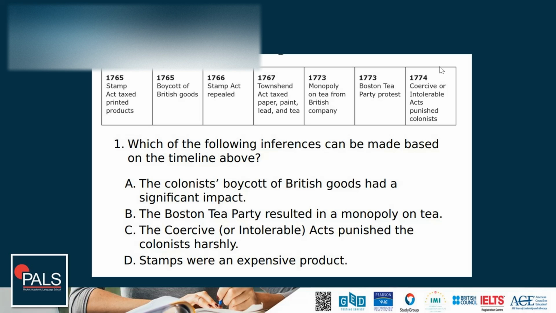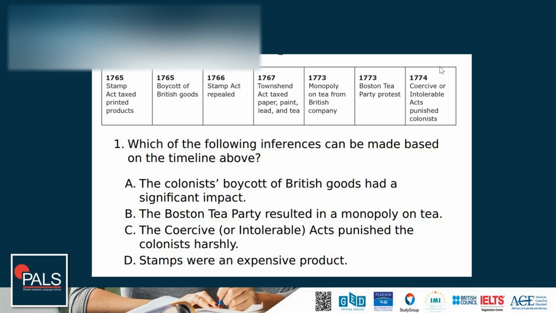So we have from 1765 to 1774. We've got the Stamp Act, which taxed printed products. And we've got the boycott of British products the next year, the same year. The next year we have the Stamp Act being repealed or removed, cancelled. In 1767 we have the Townshend Acts, taxed lead, paint, paper, and tea. And this was followed by, in 1773, the monopoly of tea from a British company.